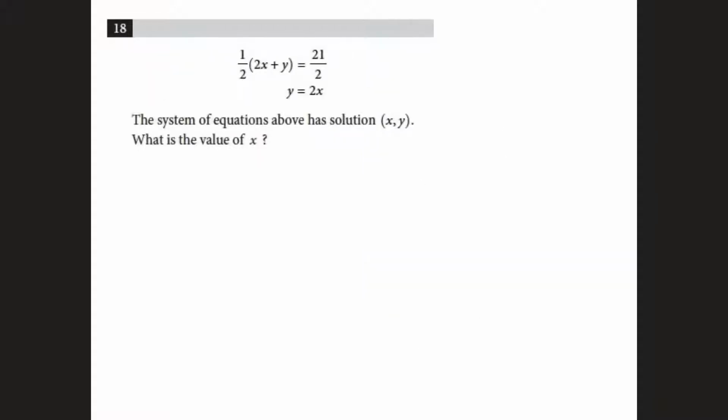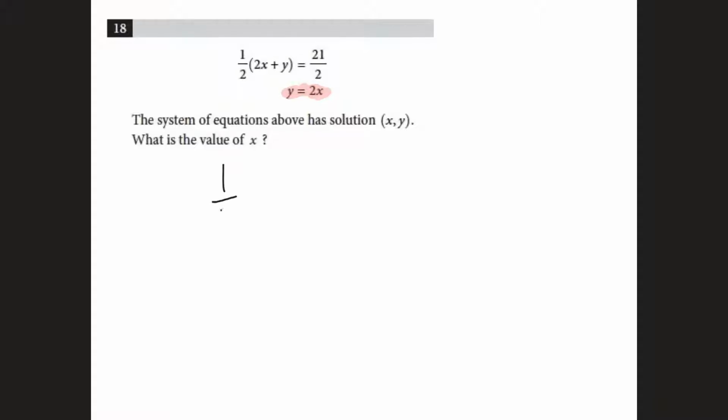Number 18. All right, looks like we have a system of equations. And it says the system of equations above has solution (x, y). What's the value of x? Well, if we want to know the value of x, then we should be eliminating the y variable. And that's very handy that we've already got the y isolated in the second equation here. We can just do a direct substitution.